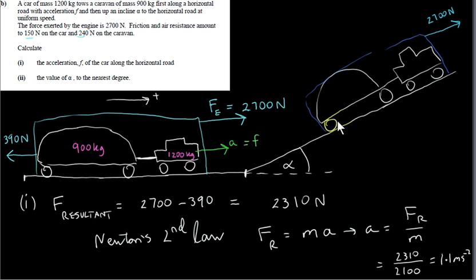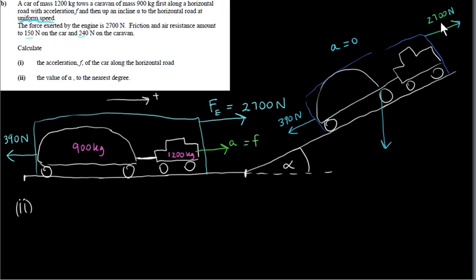And the resistive forces, which consist of air resistance and friction, are 390 newtons. The other force is the resistance force, 390. So that was just the sum of 150 plus 240, same as before. I'm assuming the resistive forces are the same due to friction and air resistance.